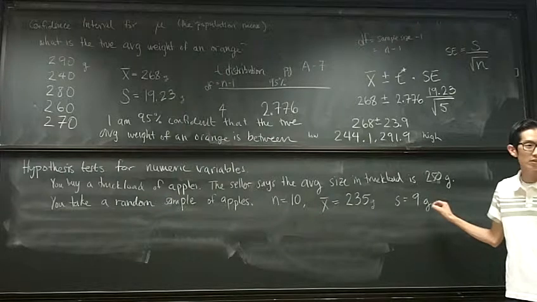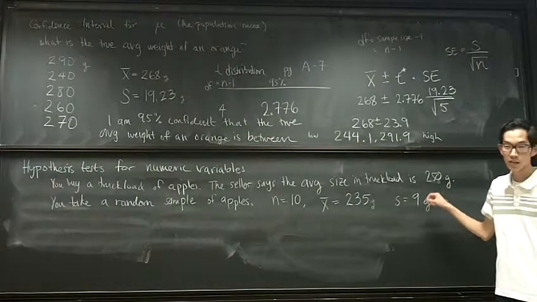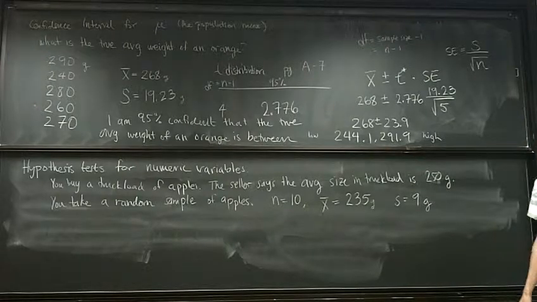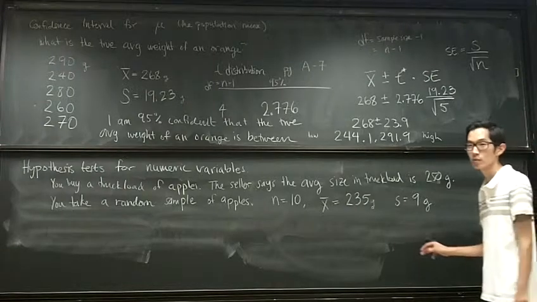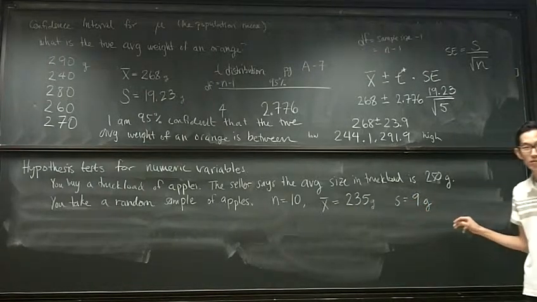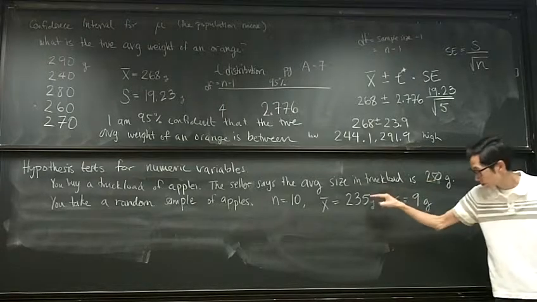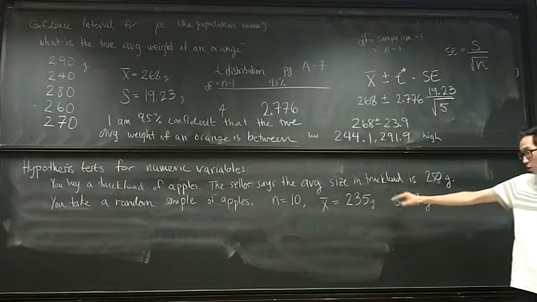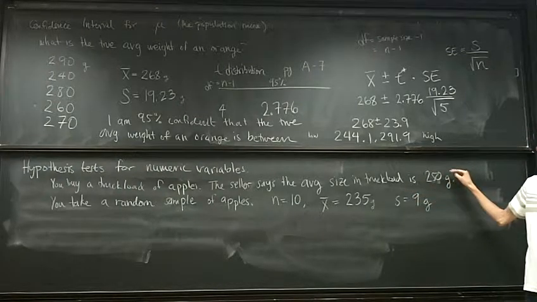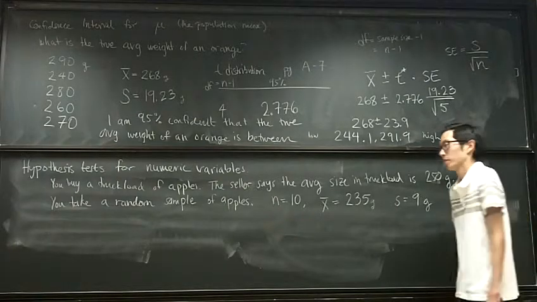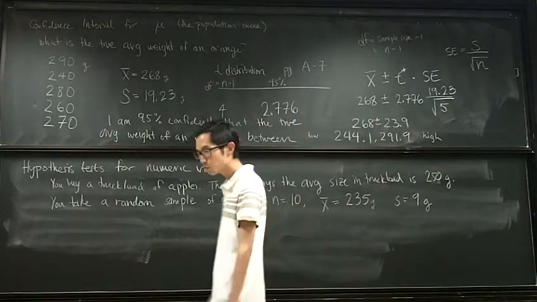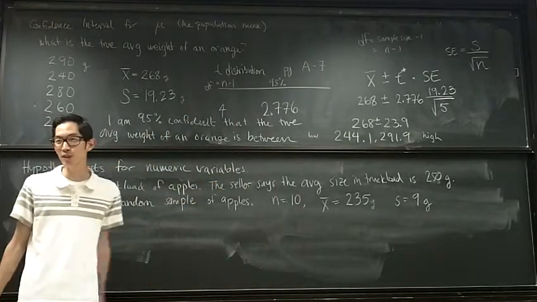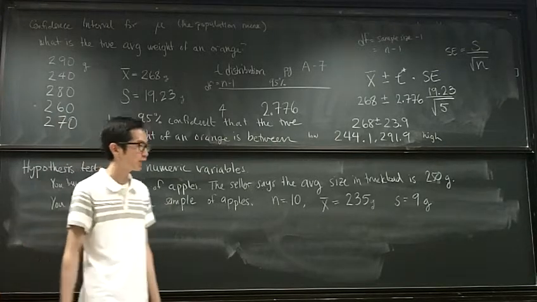So is this evidence that the apples in the truck actually have an average that's less than 250 grams? That's what we're asking. We want to do a hypothesis test. So the mean gives you 235, which is way less than 250. My sample average is 235, which is less than 250. Okay? So you're like, what are you trying to do here? Are you trying to sell me some small apples? I just took a sample of 10 apples and I got 235 grams. What are you trying to do?